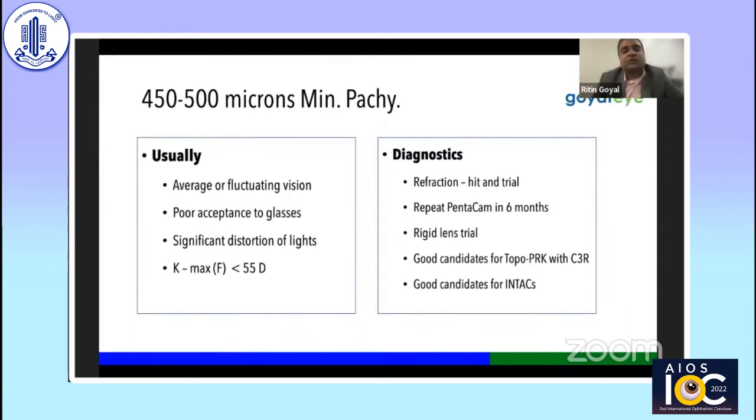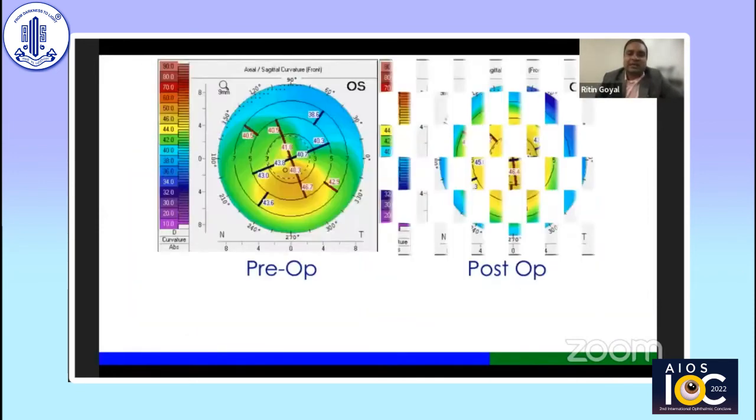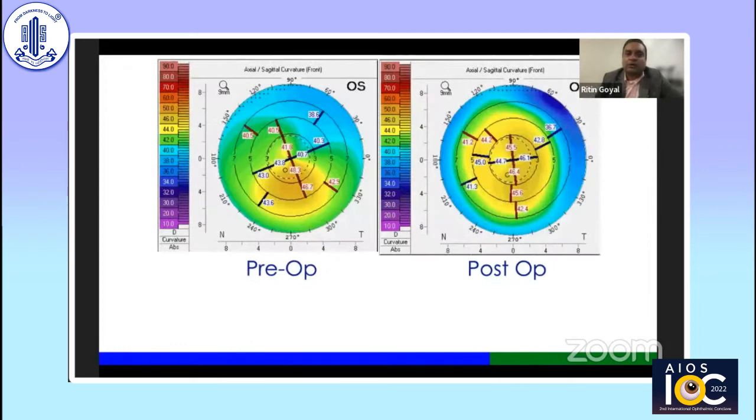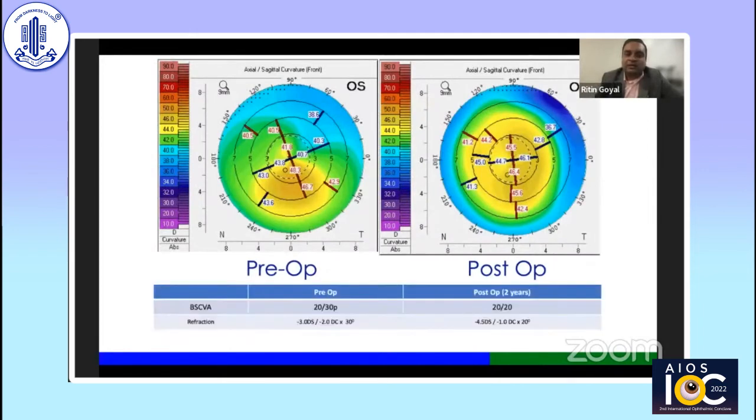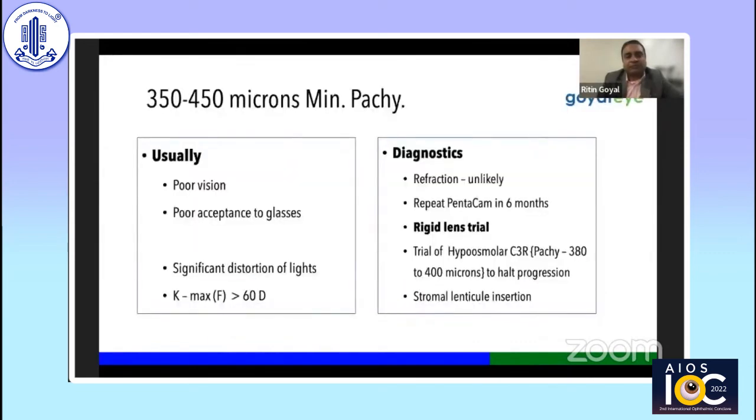These patients make very good candidates for topoguided PRK with cross-linking, like the Athens protocol, or with Intacs. This is a patient of topoguided cross-linking that we did, and this is the 2 year outcome, and you can see that the anterior surface of the cornea has become a lot more regular.